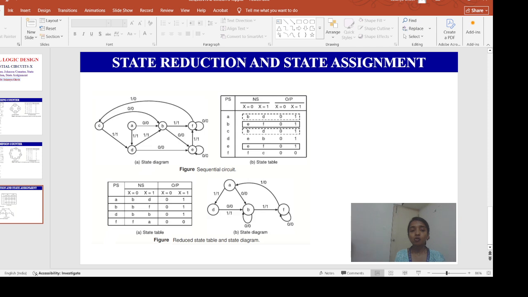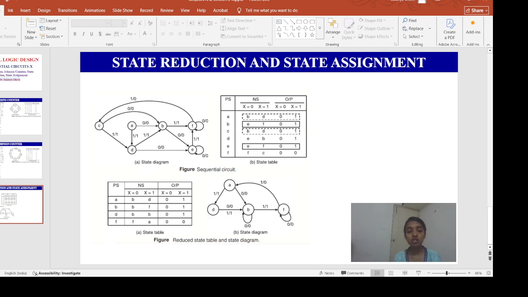Now, what is the state assignment? In state assignment, the process of assigning binary values to the states of the sequential machine is known as the state assignment. The binary values are to be assigned to the states in such a way that it is possible to implement the flip-flop input functions using the minimum logic gates, and the output values of the physical devices are referred to as the state variables.